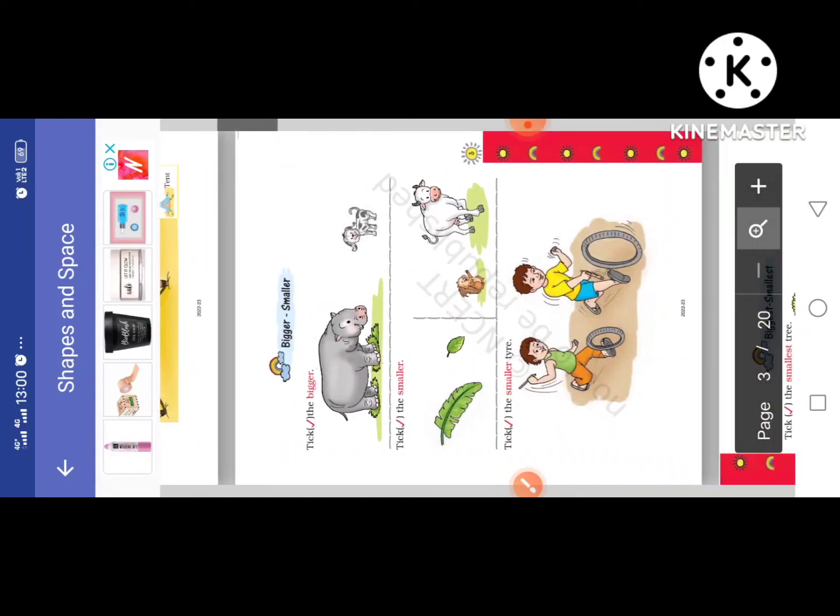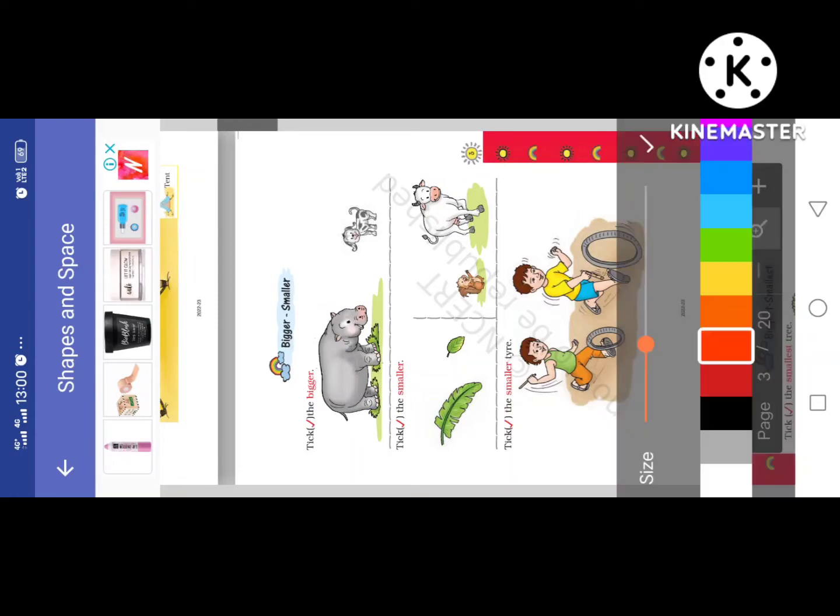So that was the first concept, students. Now what we have to do? We have to tick the answers: which one is the bigger and which one is the smaller. Alright, so let's start.